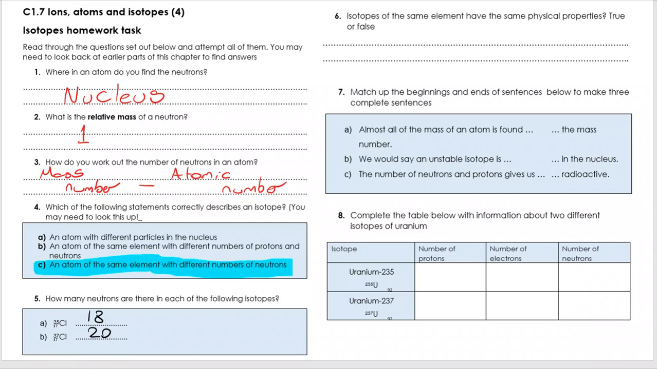For number 6, isotopes of the same element have the same physical properties. Is that true or is it false? And it is true, they are very similar. There may be very slight differences, but not measurable to us. They also, it's important to point out, have identical chemical properties. And we'll find out more about why as we carry on through the course.